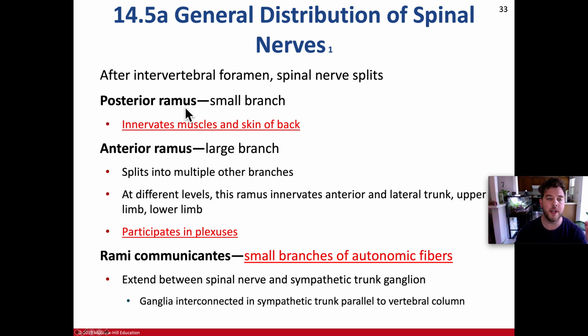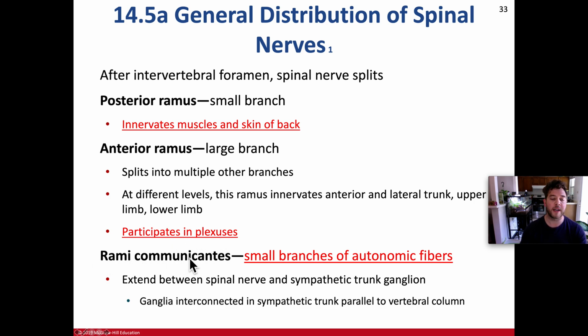You get a posterior and anterior ramus. Posterior is smaller, anterior is larger. The posterior is going to innervate muscles and skin of the back. The anterior ramus is going to innervate the anterior and lateral trunk, upper limbs, lower limbs, and it participates in plexuses, which the plural is not plexi, it is plexuses. And these are, we'll see, nerve groupings, basically.